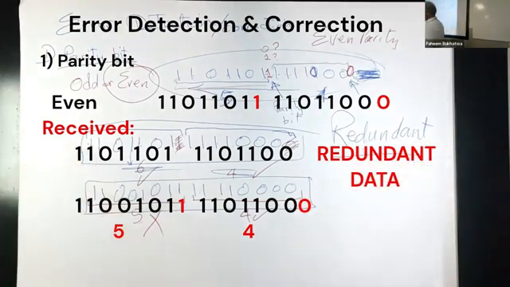Redundant data is like a cost. To do something useful, sometimes it has a cost. You have to carry more information that is not part of the user information. This is one way to evaluate which system is better.